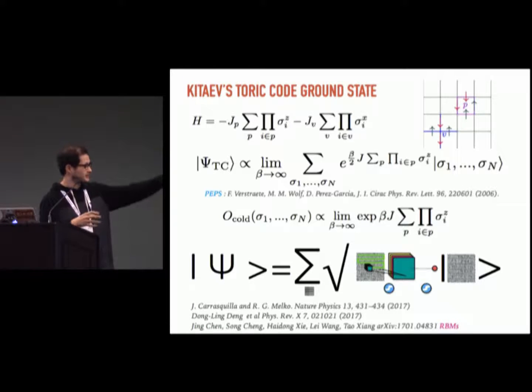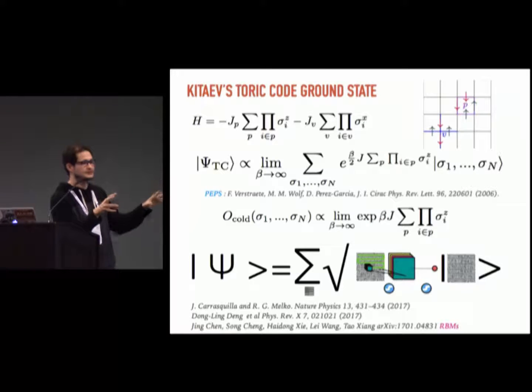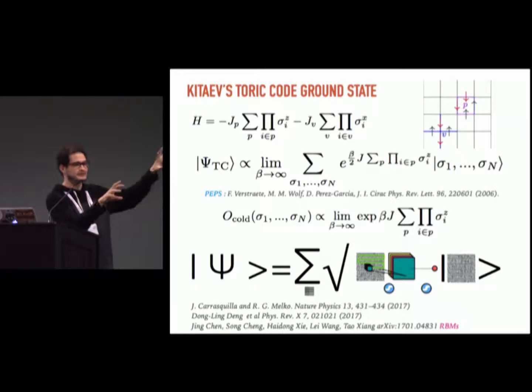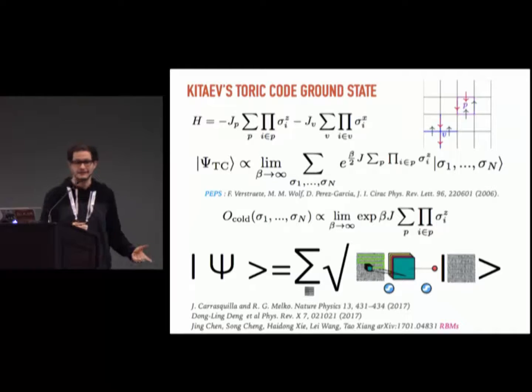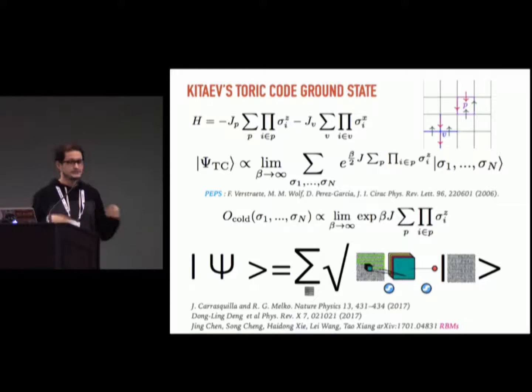As far as I know, this was the first time that someone used convolutional neural networks to write down ground states of many-body systems, so it's pretty cool. You just take the square root of the neural network, and then you have that. But this was extended and improved. Dong Ling wrote a paper where they did analytically the same and more by using restricted Boltzmann machines. And Jing Chen Song, Haidong Shi and Lei Wang again solved this problem analytically with RBMs, and so on.